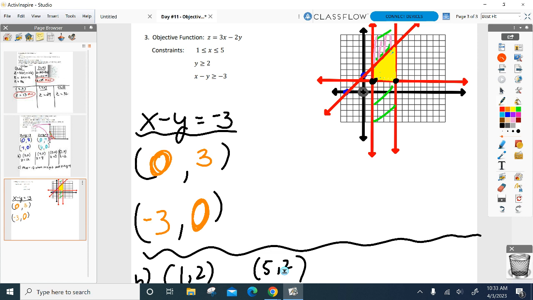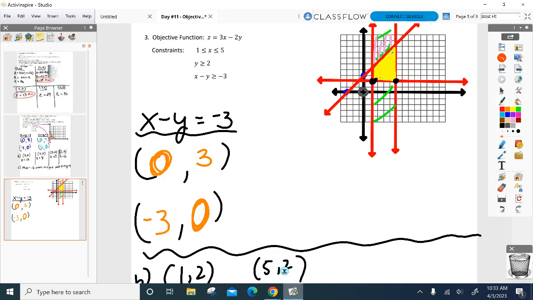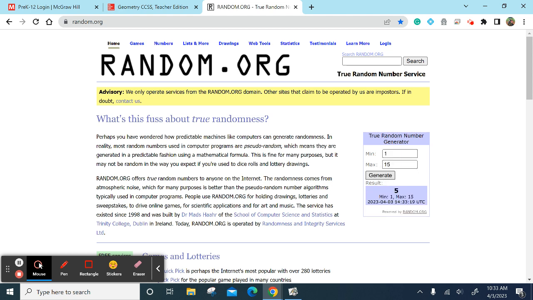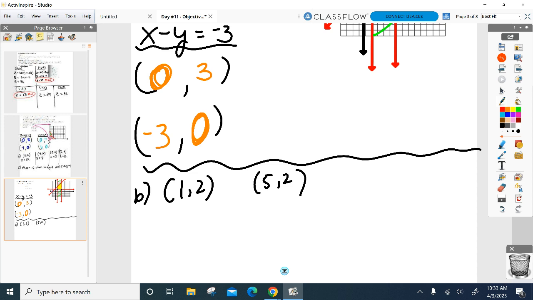How about the other 2 up here? And this is where you got to have a darn good straight edge, and be neat. Any idea? 5, 8. I like it.